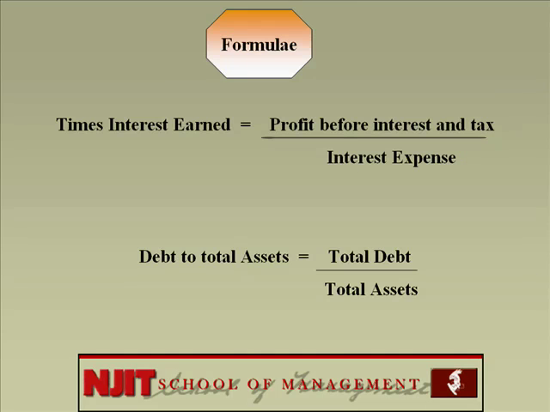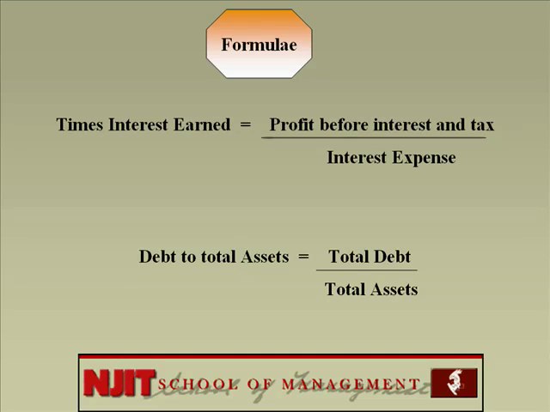Here are the formulas. Times interest ratio is profit before interest and tax over interest expense. Believe it or not, there is a cutoff. For times interest earned ratio, the cutoff is 5. Write this down, it's 5. Anything below 5 would be deemed unacceptable.